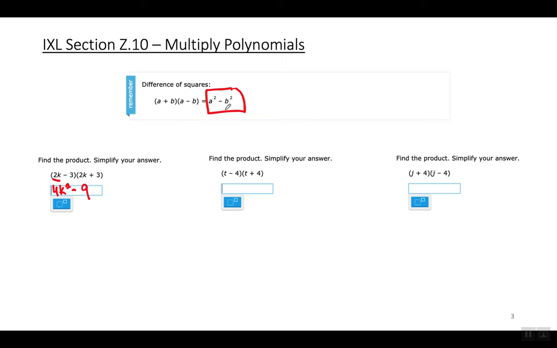Listen, one of the reasons why I'm pointing this out is because when we go into factoring next week, they're going to give you this. The question is going to look like this, and we're going to have to change it to this form. All right? That's what we're going to be doing next week. So that's why I'm pointing this out, okay?